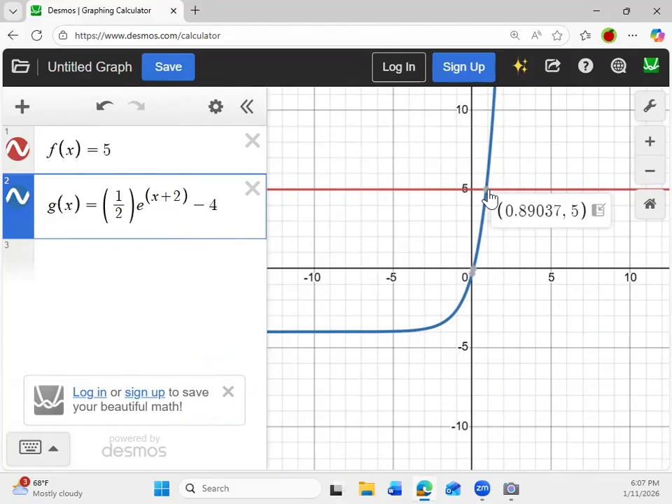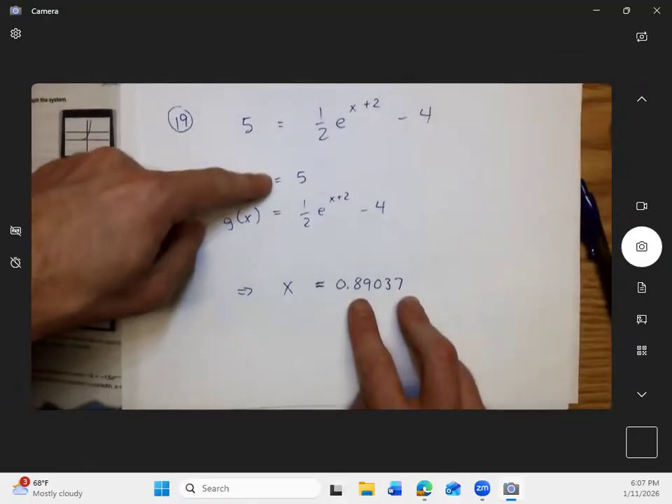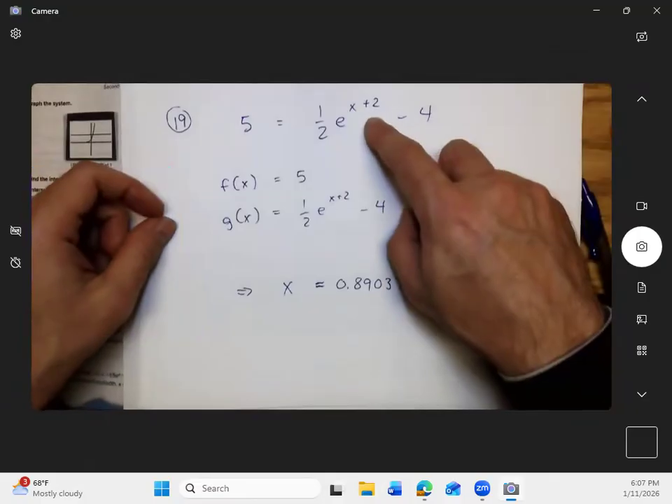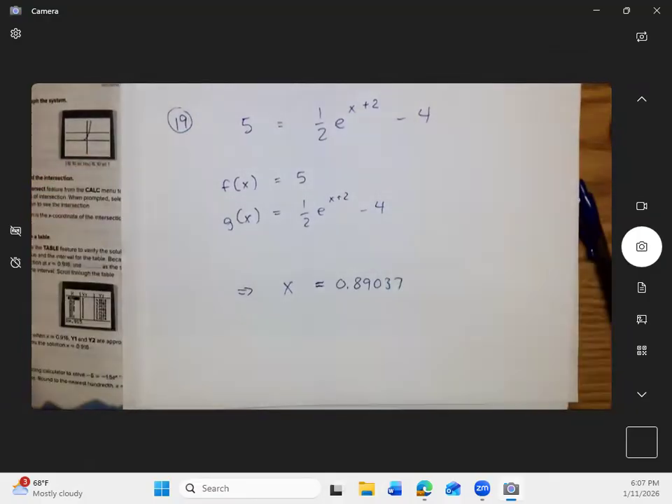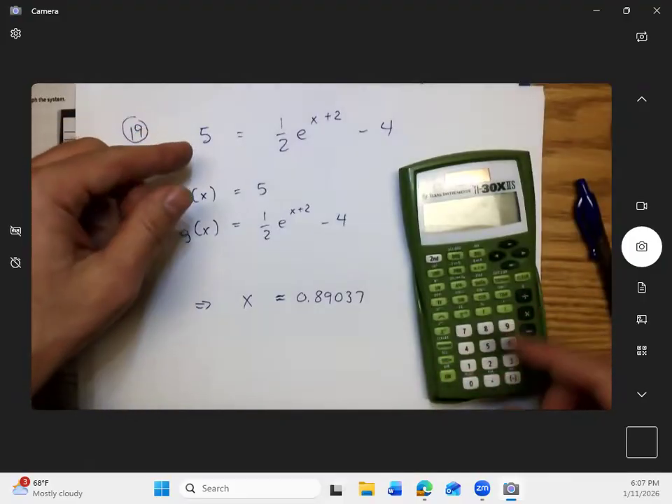Okay, here, I'm gonna write that down on paper. So x equals approximately 0.89037. Okay, somewhere there. So back over here, there's your x value. Of course, the y value had to be 5 because it's 5, right? If you plug that in for x right here, bet you get about 5. Oh, this is a decimal approximation, so it might not be exactly 5, I bet 4.99.